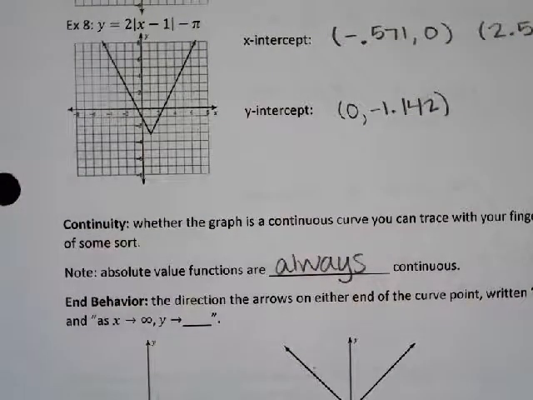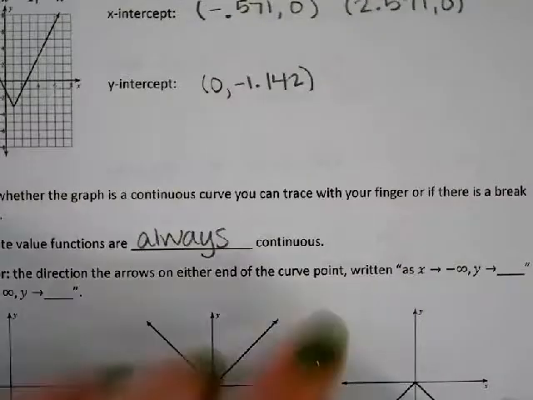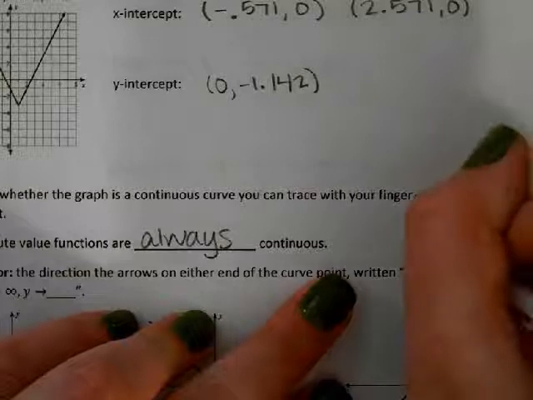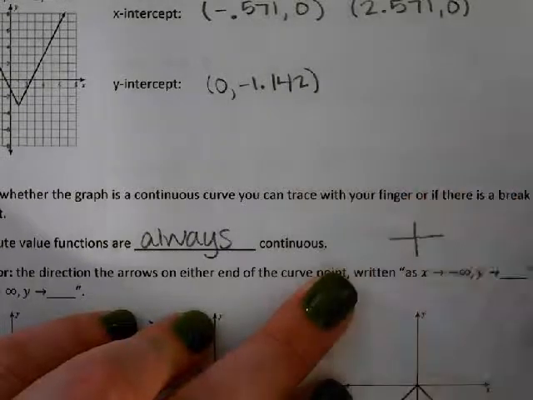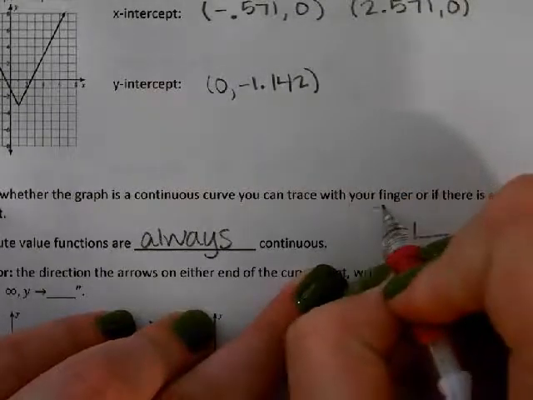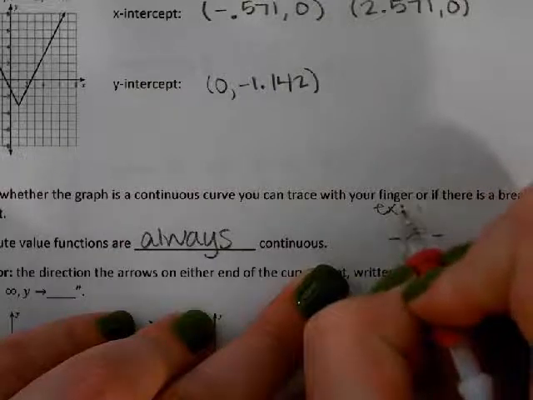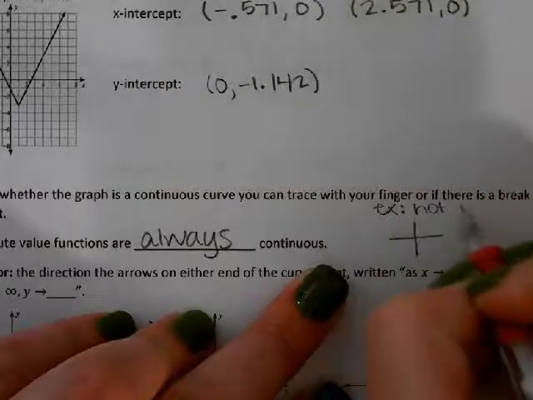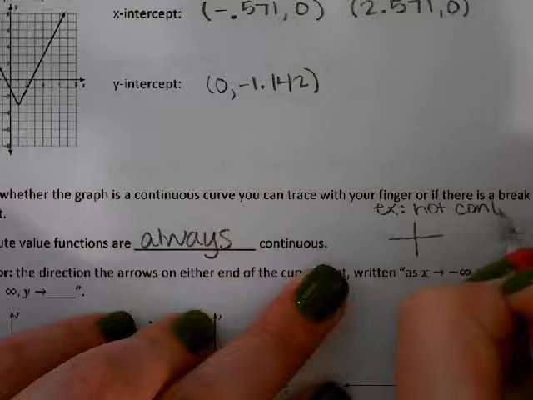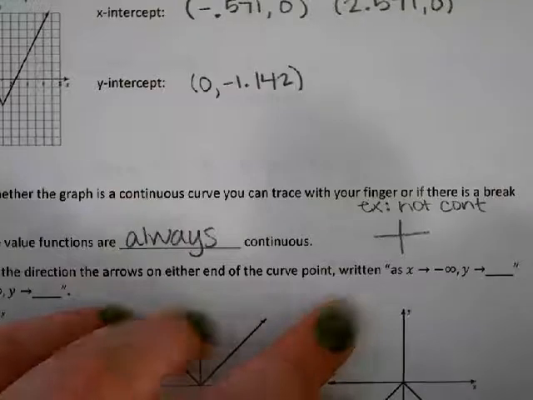I'm going to draw a little example of a not continuous function so you guys can see what I'm talking about. So we're going to draw it off to the side. We're going to say an example of not continuous is a rational graph. Rational graphs are like 1 over x.